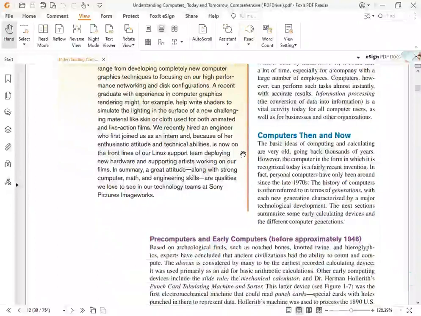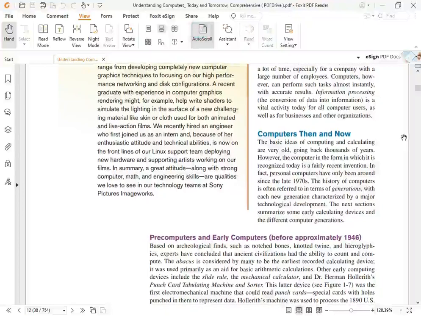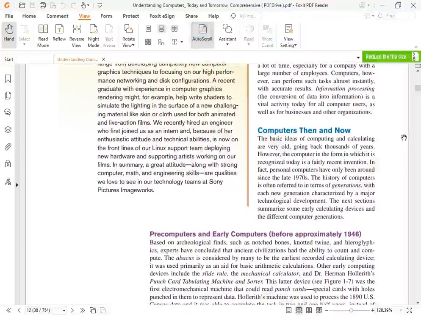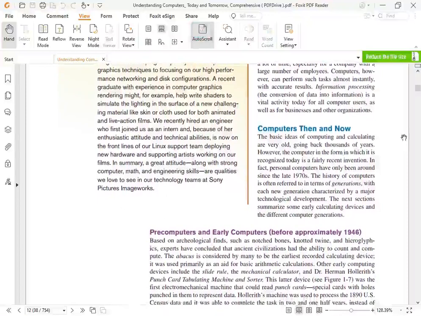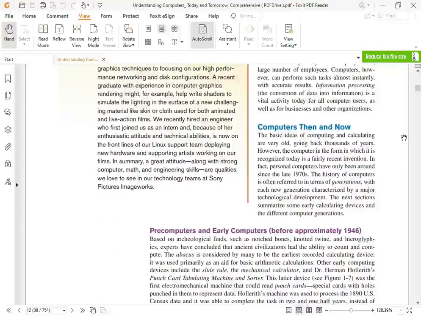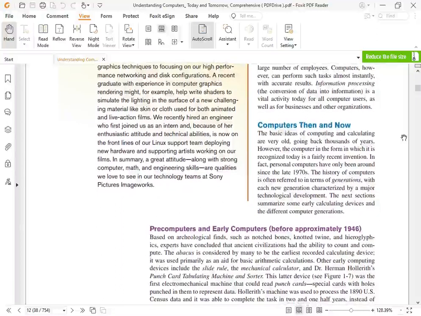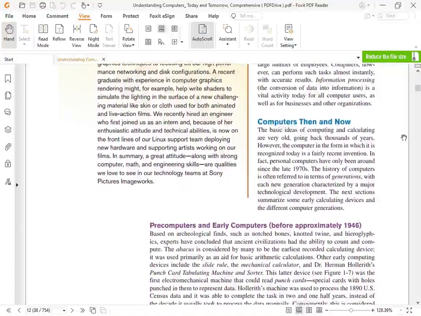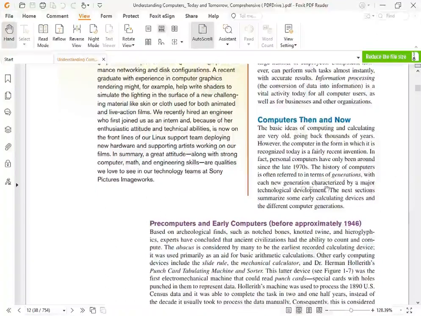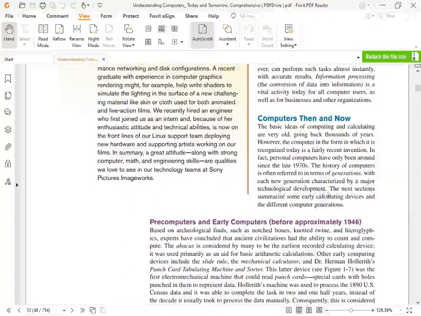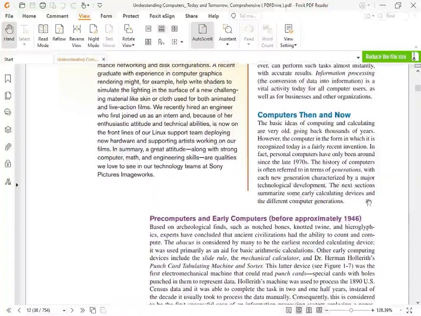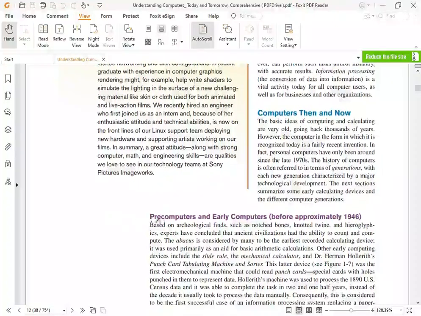Computers then and now. The basic ideas of computing and calculating are very old, going back thousands of years. However, the computer in the form in which it is recognized today is a fairly recent invention. In fact, personal computers have only been around since the late 1970s. The history of computers is often referred to in terms of generations, with each new generation characterized by a major technological development. The next section summarizes some early calculating devices and the different computer generations.